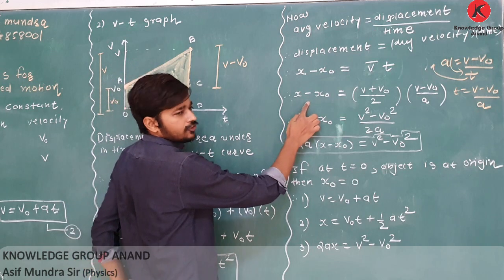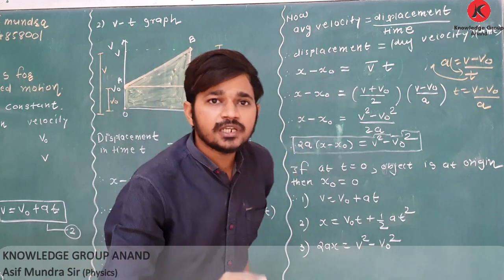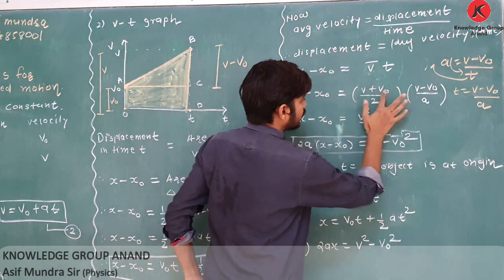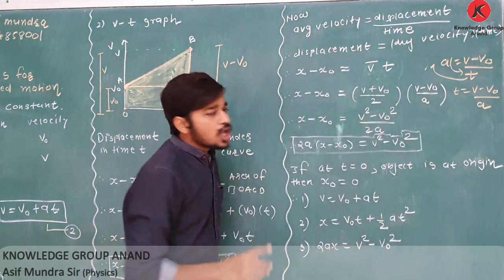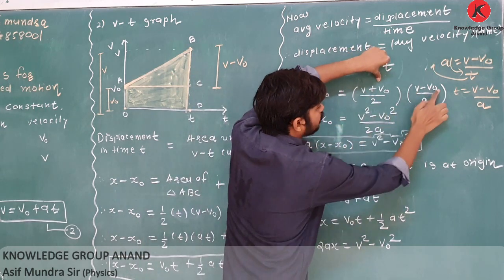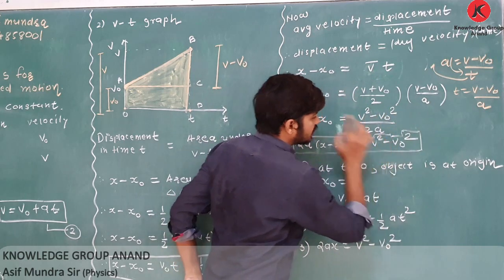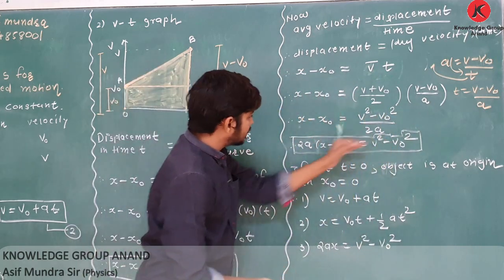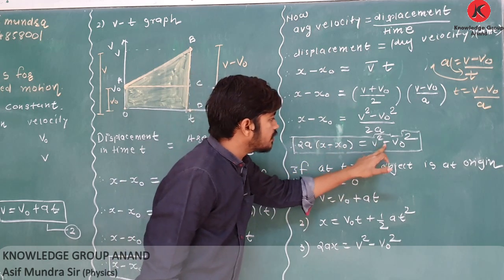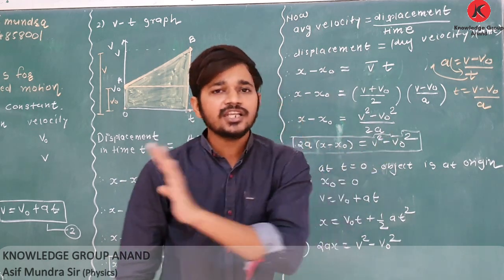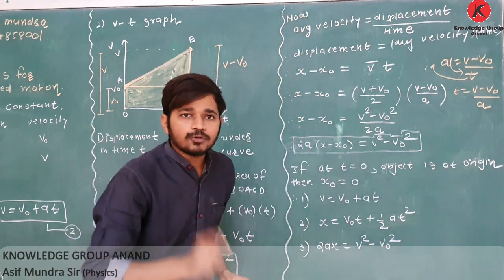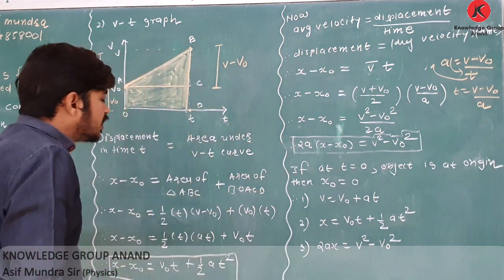x minus x0 as it is. You know one relation, a plus b into a minus b is equal to a square minus b square. Here it is v plus v0 and v minus v0, so you can write v square minus v0 square, and in the denominator it is 2a. Now if you take the denominator to this side, it is 2a into x minus x0 is equal to v square minus v0 square, and it is your equation number 3. Clear?